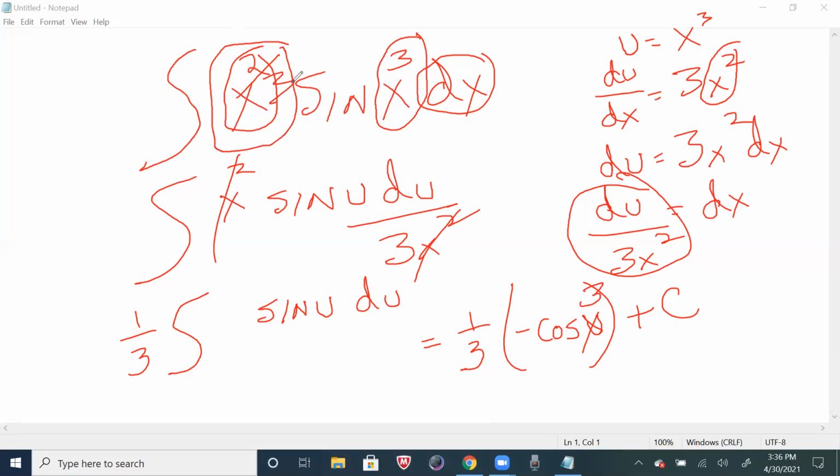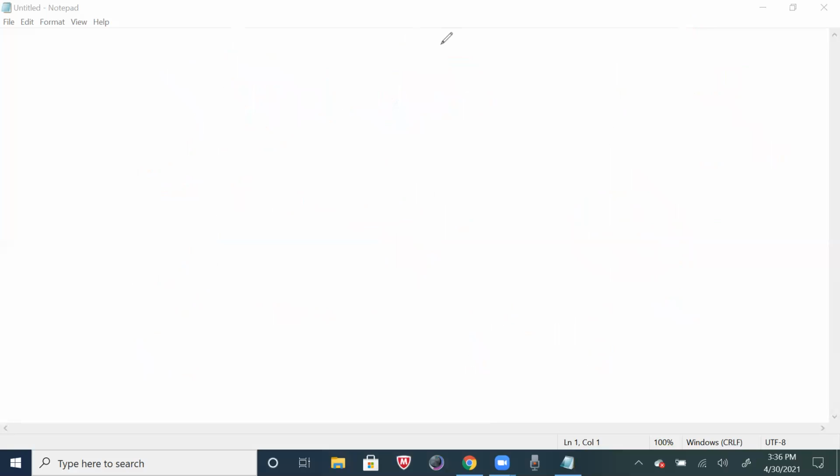Okay. So it's only going to work on certain integrals where you basically have multiplication going on, and one of the products, or excuse me, one of the things being multiplied is the derivative of the inside of the other thing, or close to the derivative, the same power as the derivative.